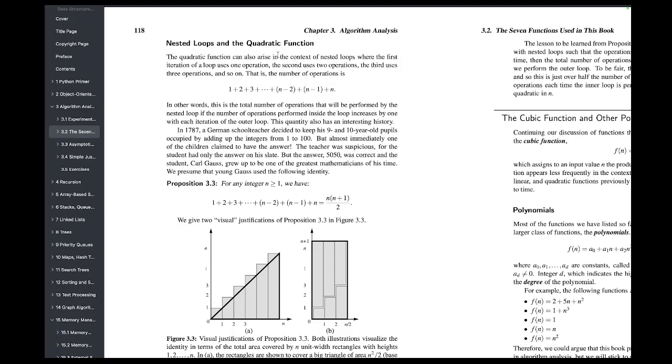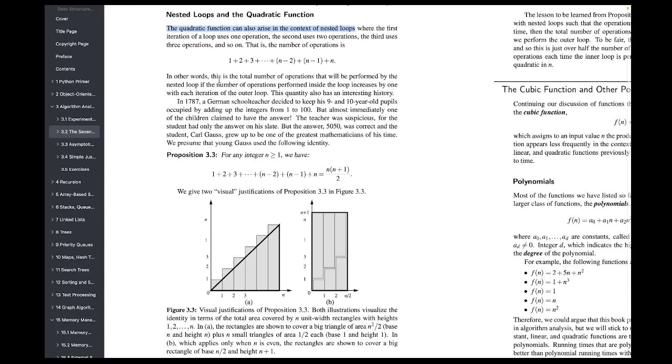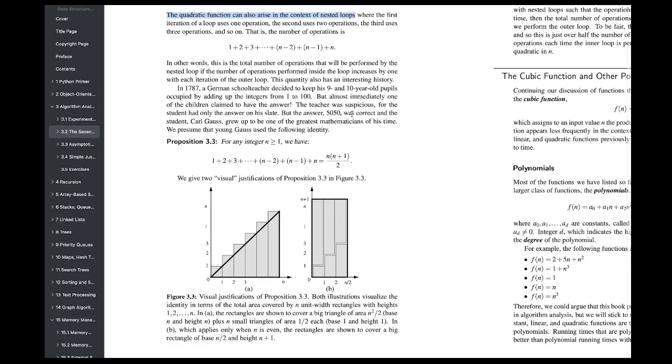The quadratic function can also arise in the context of nested loops, where the first iteration of a loop uses one operation, the second uses two operations, the third uses three, and so on. That is, the number of operations is n. In other words, this is the total number of operations that will be performed by the nested loop if the number of operations performed inside the loop increases by 1 with each iteration of the outer loop. This quantity has an interesting theory.